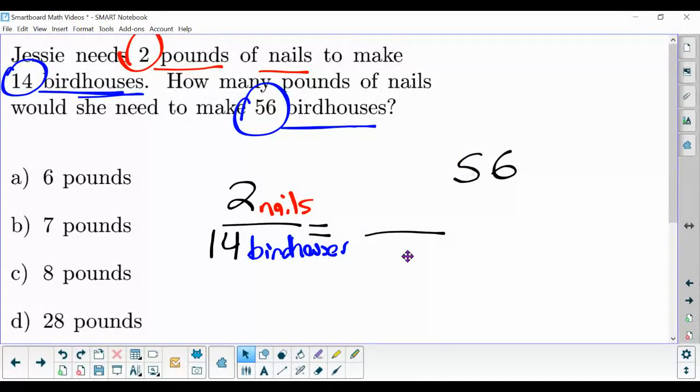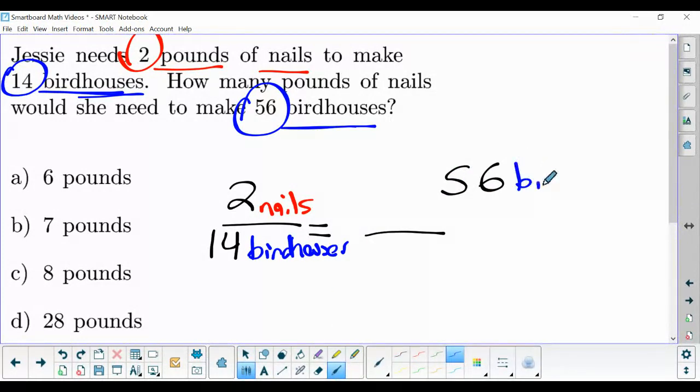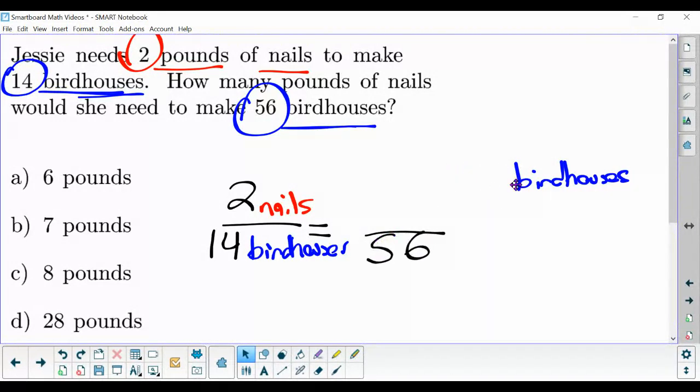Now 56, where does 56 go? Well, 56 was talking about birdhouses. So that's going to go wherever you have birdhouses, whether it's in the numerator or denominator from the other fraction. In other words, from the top number or the bottom number. Well, it's going to be placed at the bottom because the other denominator is also talking about birdhouses. So you got to make sure that when you're setting up your proportion, if you're talking about birdhouses over here in the denominator, it's got to be the same thing for the other denominator.